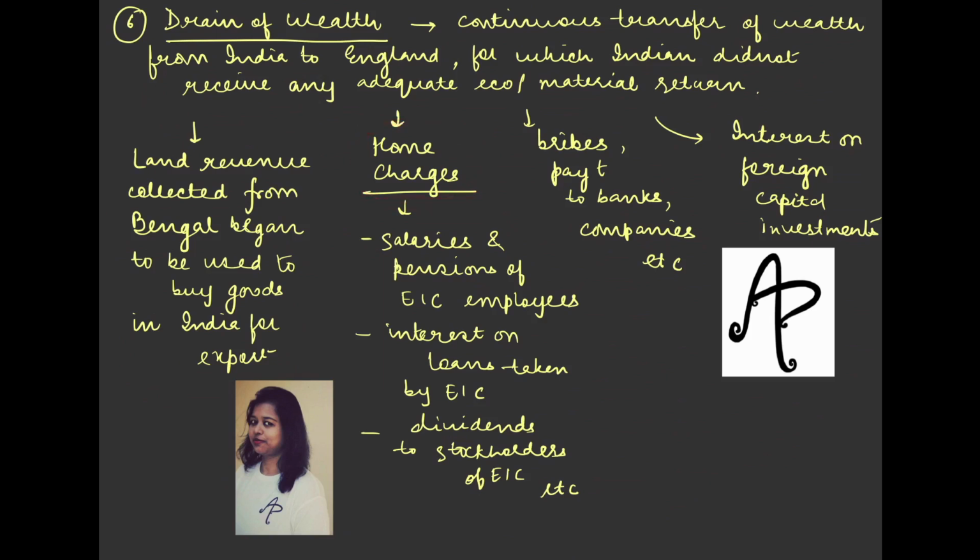So salaries and pensions. Home means the British's own charges in their home, in Britain, not in India. These were the charges they had to use, for example to pay for the salaries and pensions of the East India Company employees, which otherwise should have come from their home, from the British government, but they were using the Indians' money only to pay their employees. Then whatever interest, I mean whatever loans the East India Company took, they had to pay interest on them, and that also came from here.